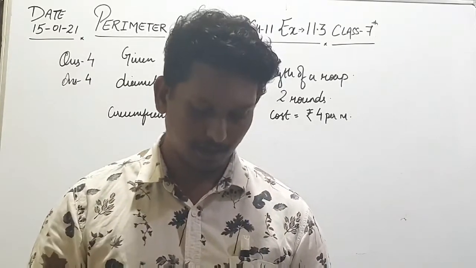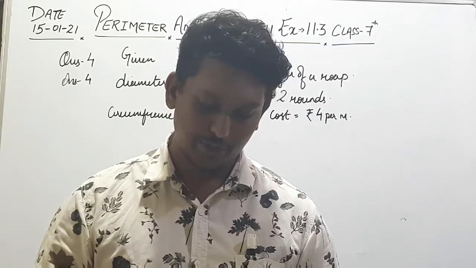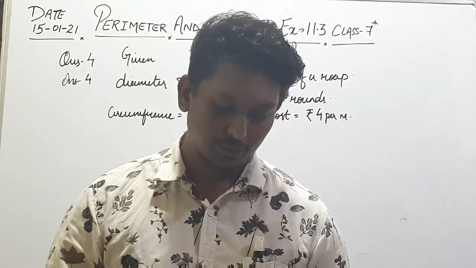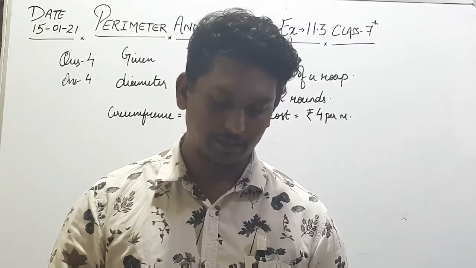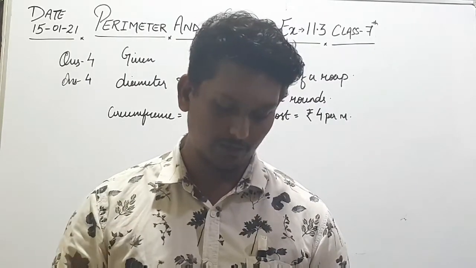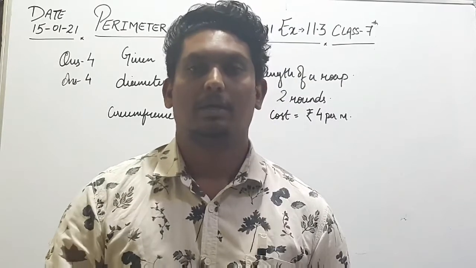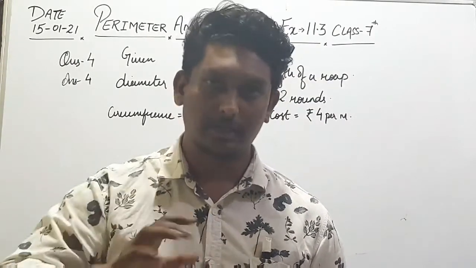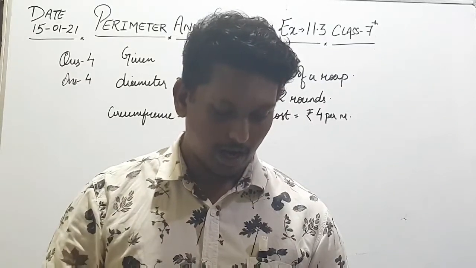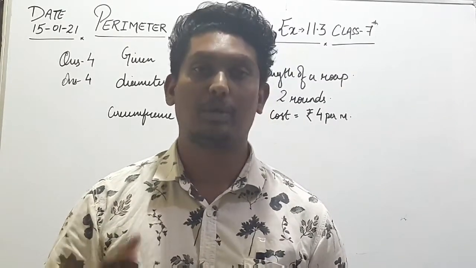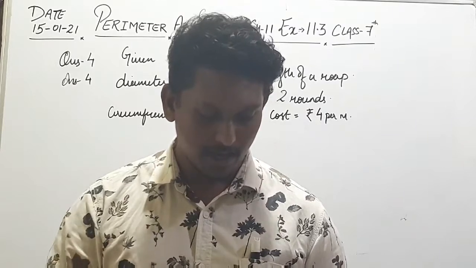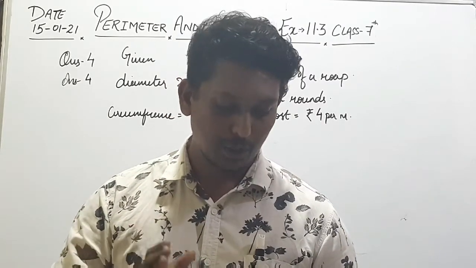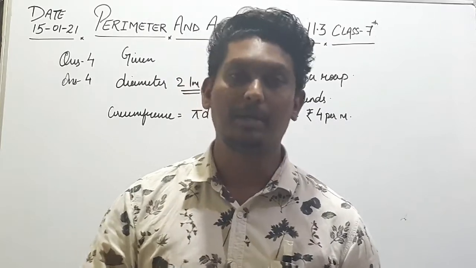So diameter is given, 21 meter. Find the length of a rope he needs to purchase if he makes 2 rounds of fence. So he is going to make a fencing there. So 2 rounds of fencing is needed. How much length of the rope is needed, that we have to find out, and also find the cost of the rope if it costs ₹4 per meter.